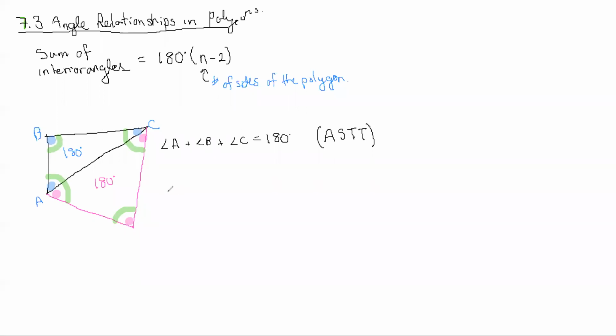The sum of interior angles of the four-sided shape, in other words, a quadrilateral, is 360.